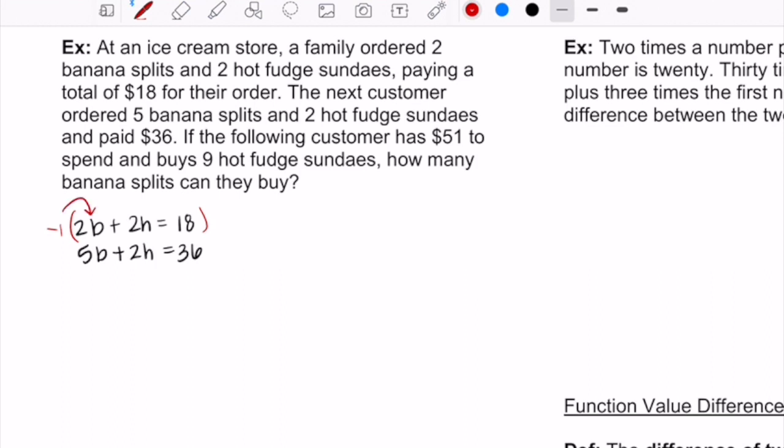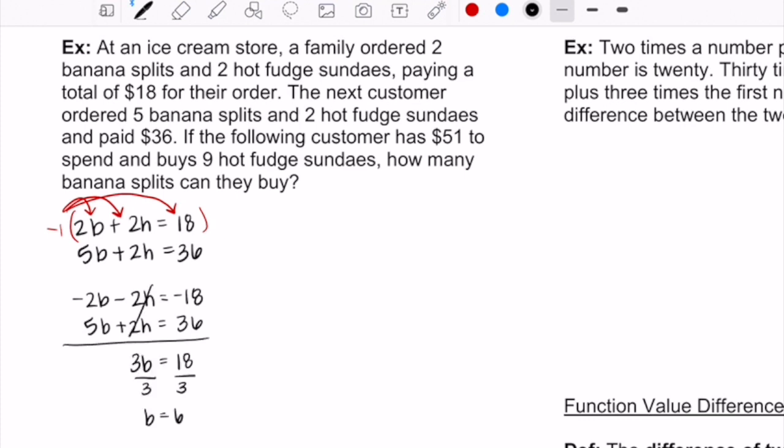I can multiply through by a -1. That will make the coefficients on the h's cancel out. So multiplying through by a -1 changes my first equation to be this. My second equation stays the same, and then I'll add them together. The h's cancel out, and so I'll get b equals 6. So the cost of a banana split is $6.